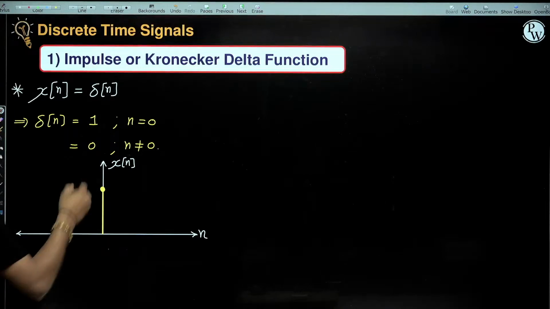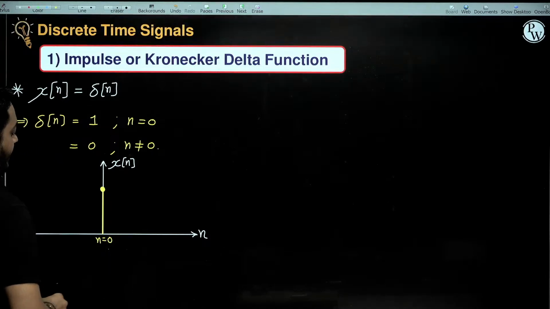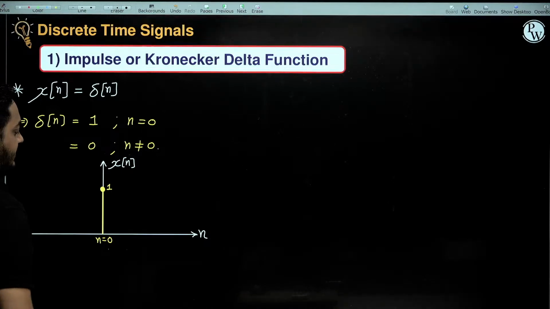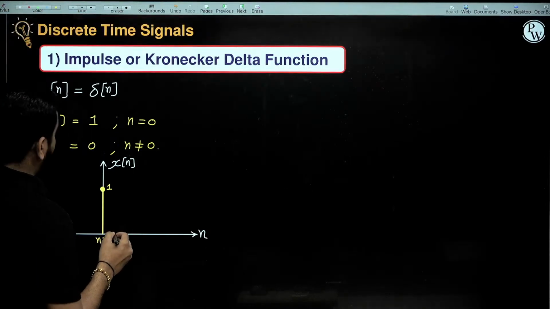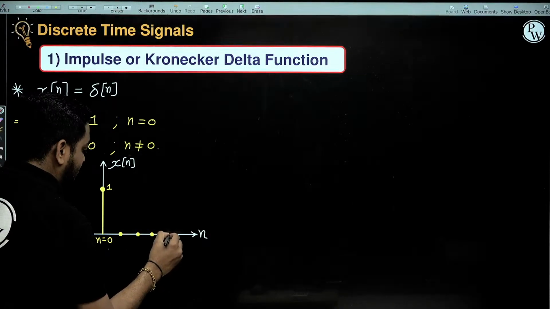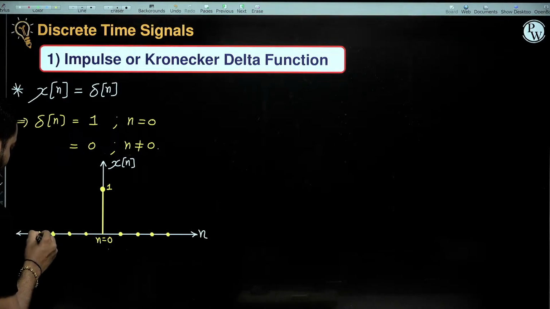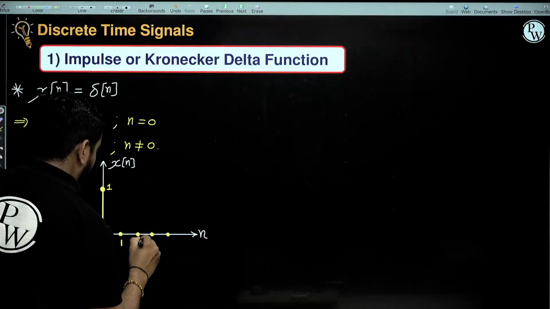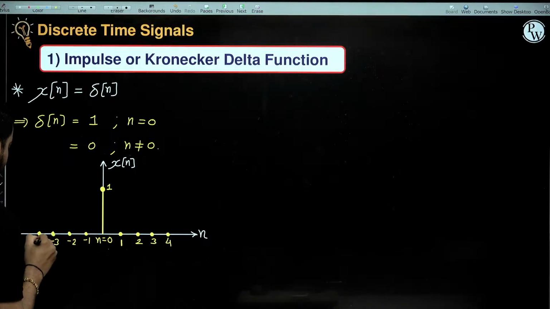This sample is located at n equal to 0. At n equal to 0, sample amplitude is 1. Here amplitude, guys, not area, not weight. Here sample amplitude is 1, and other than 0, sample amplitude is 0, like this. So this is the discrete impulse function. 1, 2, 3, 4, minus 1, minus 2, minus 3, minus 4.